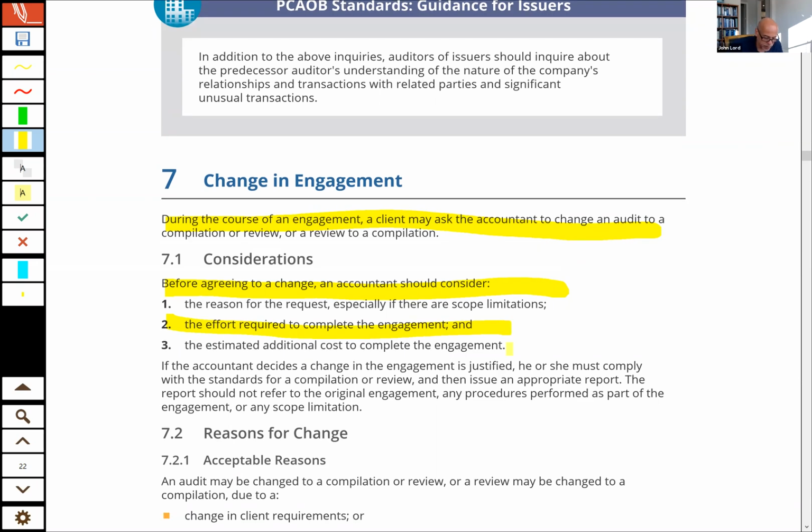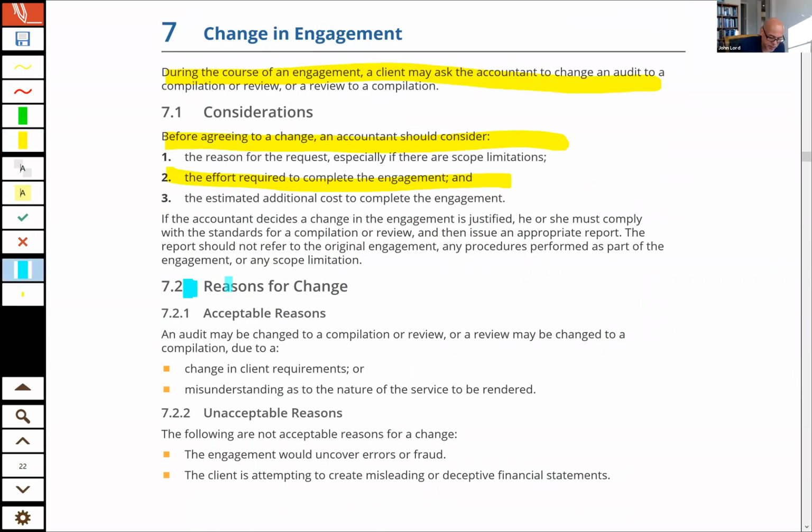So there would be, though, acceptable reasons, okay? For example, if you haven't almost completed the audit, maybe you're in the early stages of the audit and the requirements change. Hey, guess what? The bank says we just need a review, not an audit. Okay, that might be an acceptable reason.